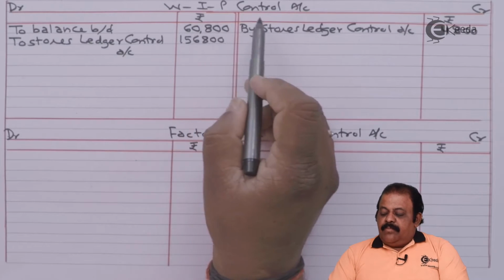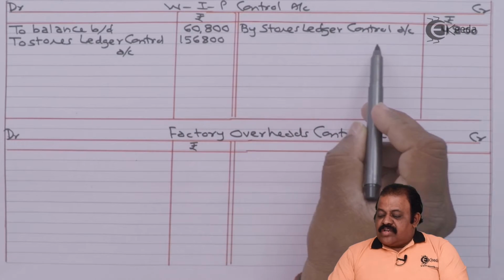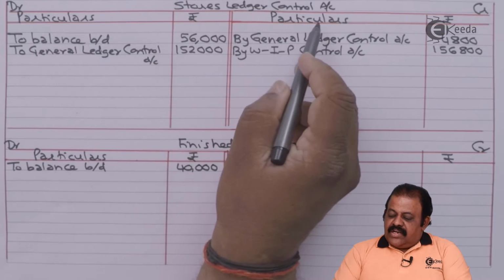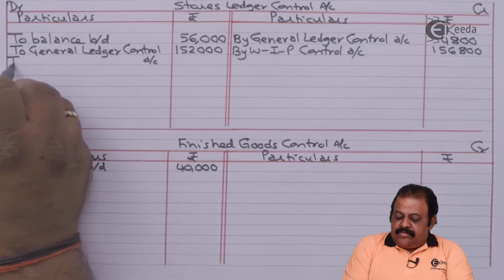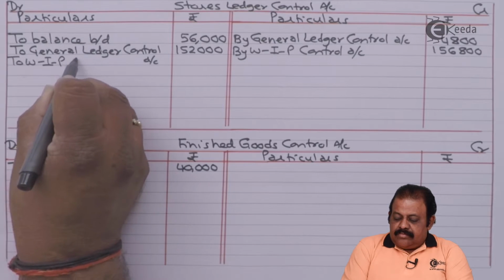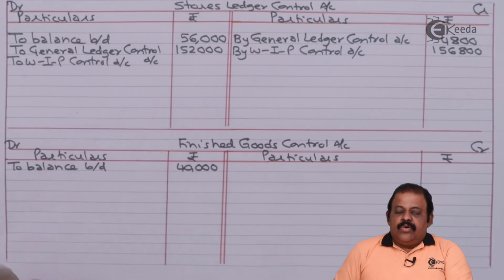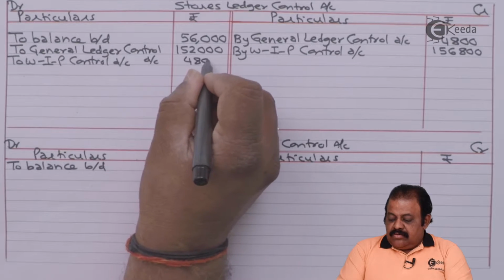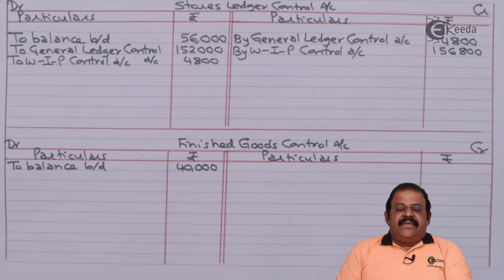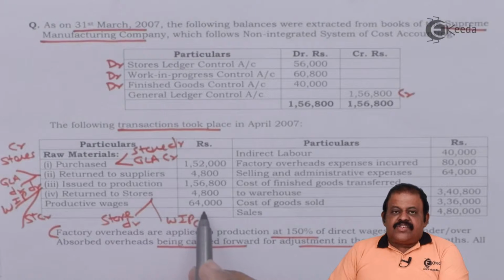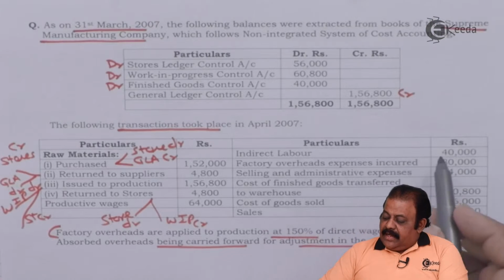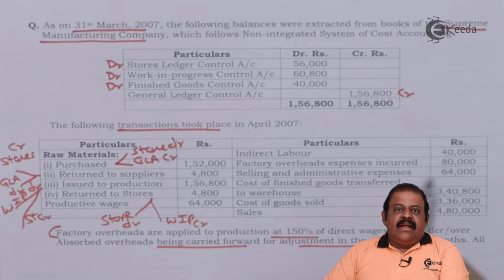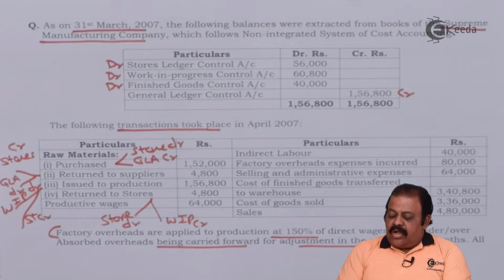To the credit of WIP control account by stores ledger control account 4,800. Stores ledger control account debit to work in progress control account 4,800. Productive wages 64,000. Indirect labor 40,000. Both these amounts will be added and debited to wage control account.